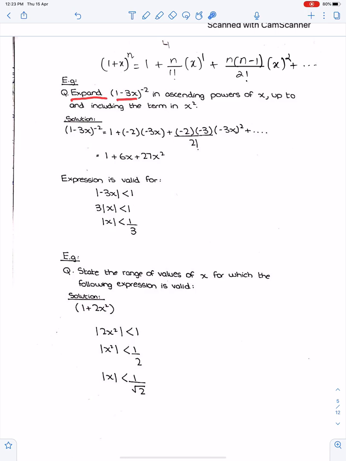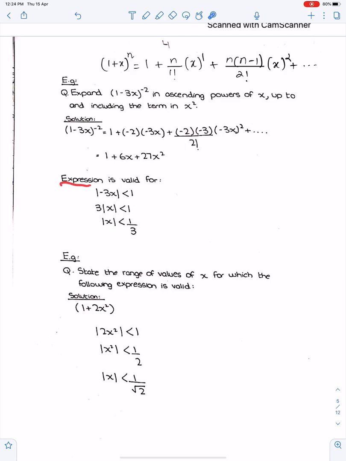Well, expand 1 minus 3x whole power minus 2 in ascending powers of x up to and including the term in x square. So we have to expand this expansion till the term x square, meaning the third term. According to this theorem, we have to write 1, then positive sign, then n. In this case, n is minus 2, so minus 2 upon 1 factorial. 1 factorial is 1, so you may write or you may leave it. And the second term is minus 3x, so replace x by minus 3x. Now according to this theorem, n is minus 2, n minus 1 is minus 3 over 2 factorial, and the second term is minus 3x whole power 2. Now just simplify this carefully. That's the final answer.